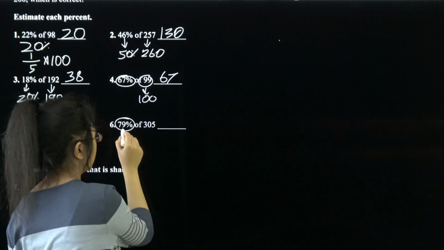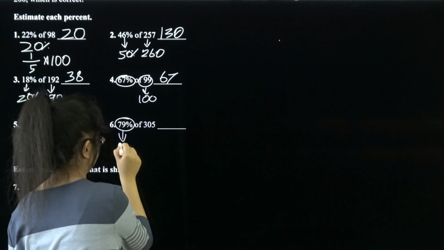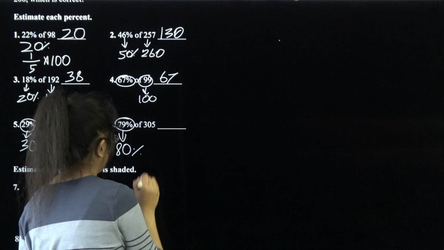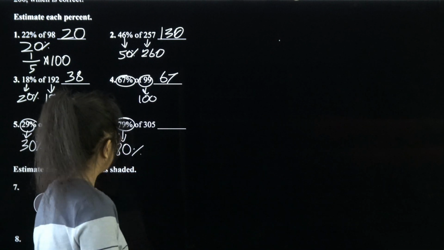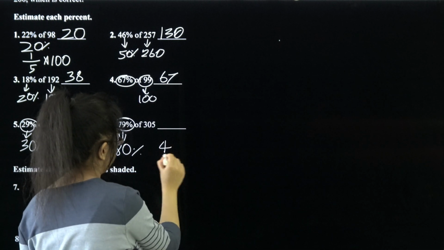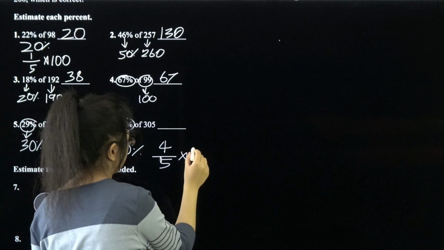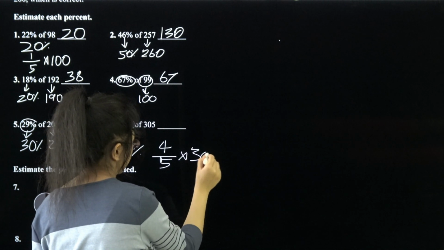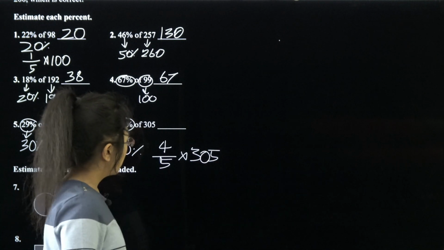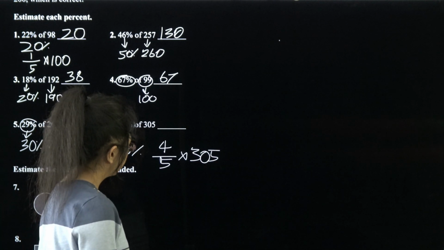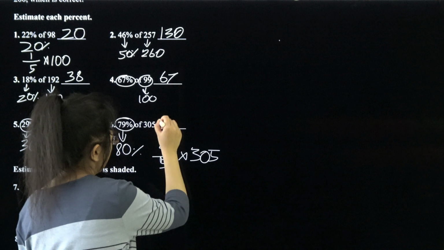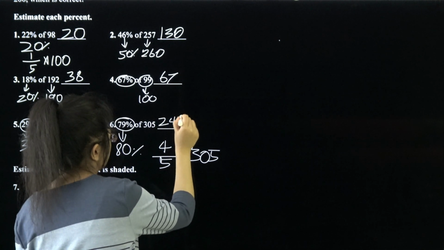And for this, it would be 80%, which is 4/5, and 4/5 times 305 would be 244.